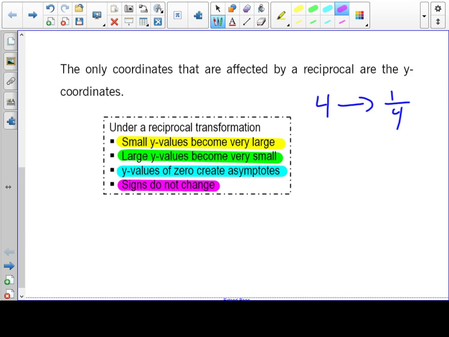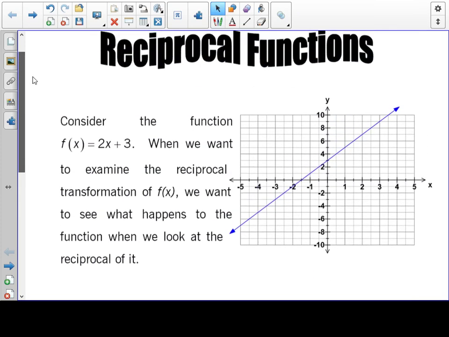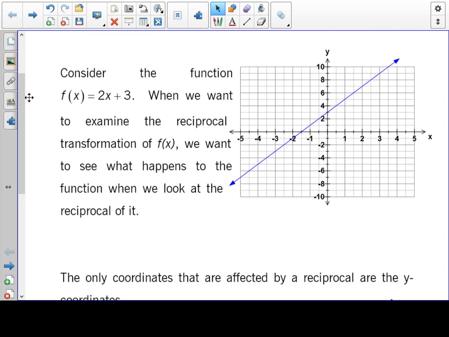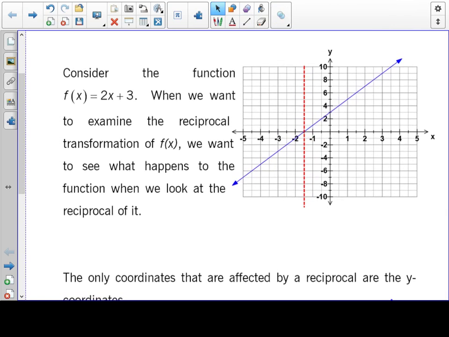Okay? So going back up to here, I always start with where there are any x-intercepts, because that becomes your asymptote. I'm a little bit off here, but I'll move it to the right spot. There we go. There's our asymptote. And now we're going to graph it along here.